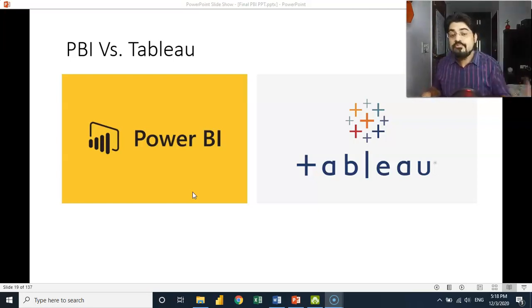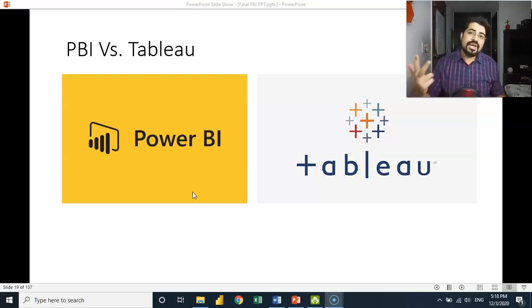Now that ETL process is supported by an ETL tool. Tableau does not have its own ETL tool. If you want to do an ETL process, you have to rely on a third-party ETL tool. One of the major ones is Informatica. On the other hand, Power BI has its own ETL tool, which is known as Power Query. Another difference, right? So first one is DAX, another one is an ETL tool.